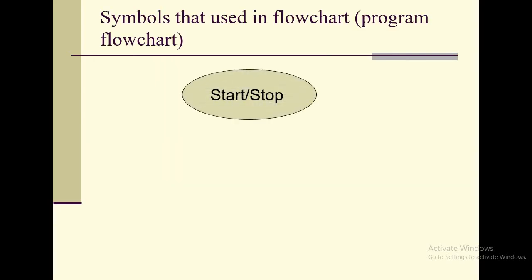The oval is used for both the start and the stop of a problem. After that, this is the input symbol, and it is also used for output. When should it be used? When you don't know the value of a number or anything else, then you need to take input. After processing, you may find some result. After calculation, when you have the result, you need to display the output, and you also use the same symbol. Today we will see some examples of input and output.